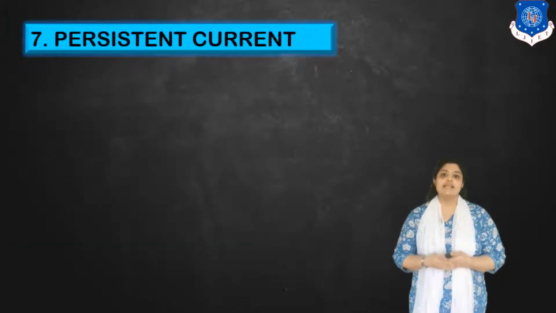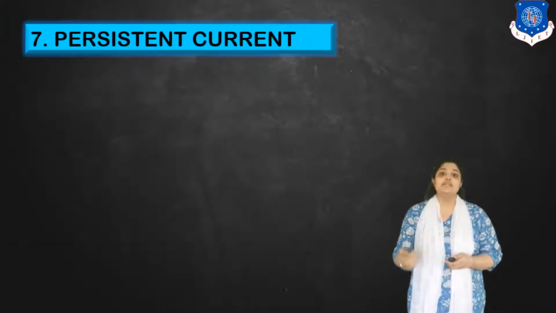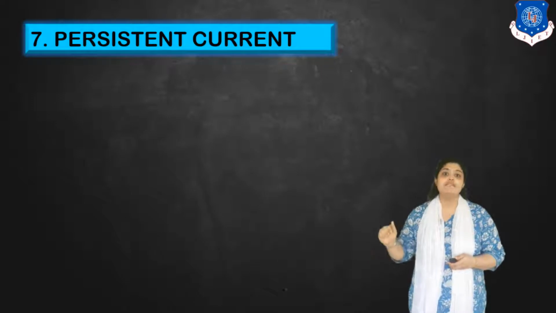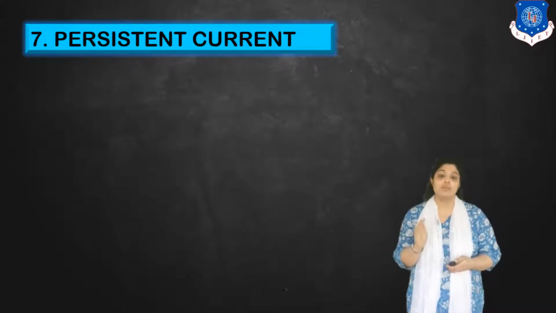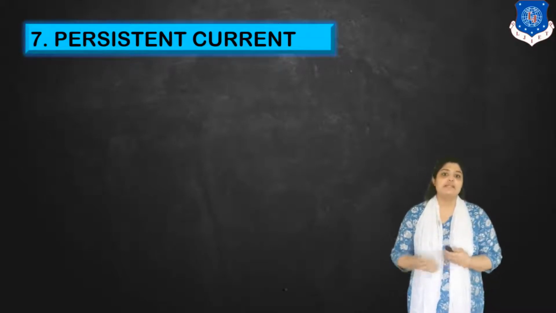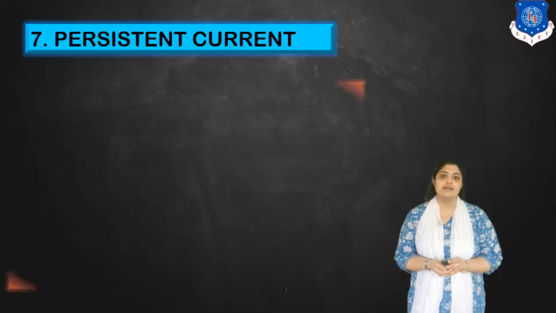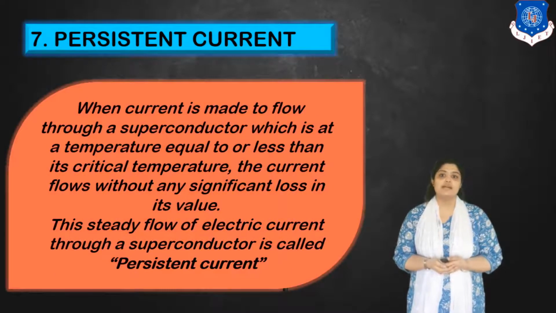Moving on to the next property, that is persistent current. What do you mean by the word persistent? Persistent means continuously flowing, which flows continuously without stopping, without decreasing. Superconductors are materials which exhibit this kind of persistent current. Let's see what persistent current means.